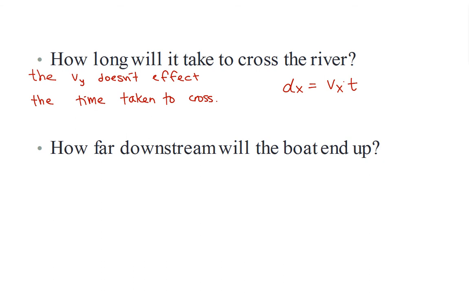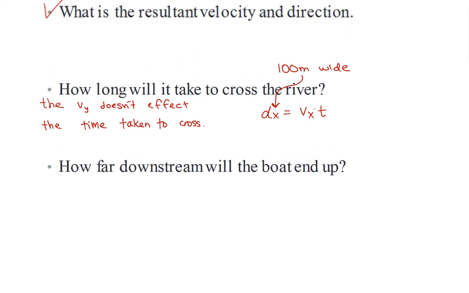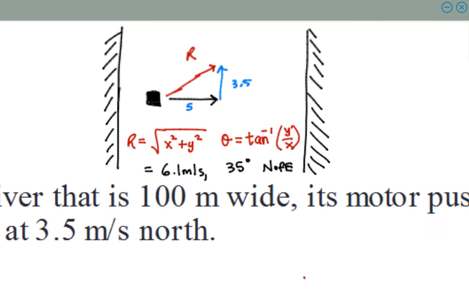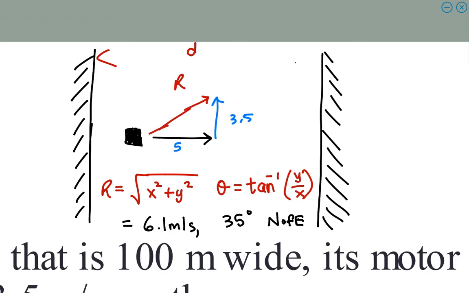Why am I using the x components? Because what's the distance I've been given? And that 100 meters is what? Good. That 100 meters wide, that is dx. It's not dy. It's the distance across. And if you take a look at the way I've drawn my picture, this is dx. So you could add that into your picture. dx is 100 meters.